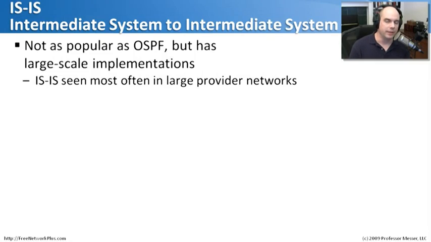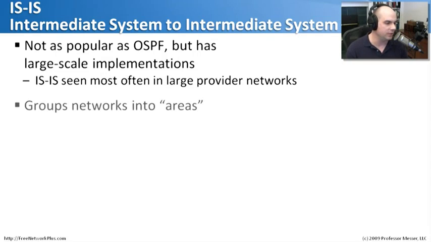Another link state protocol that's important to know for your Network Plus certification is one called Intermediate System to Intermediate System, or ISIS. This is not as popular as OSPF, but it is implemented in some very, very large-scale networks. You usually see this in service provider networks. It's not often in the smaller to mid-size enterprise type networks, but in large government networks, large service provider networks, you certainly see an ISIS routing protocol used in those environments.